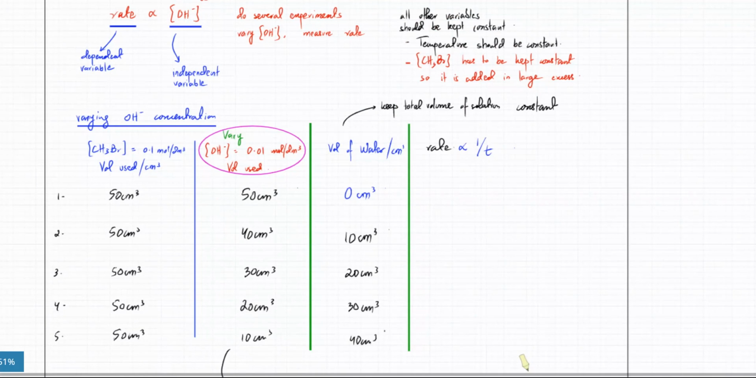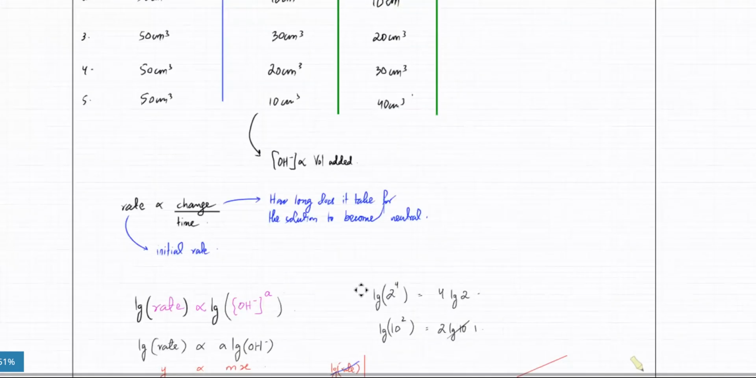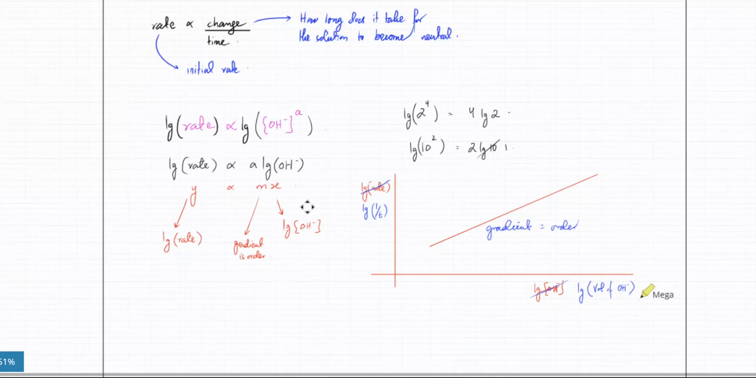And once you do that, rate is 1 over time, so it is inversely proportional to time. Less time means a faster reaction. And you're going to convert the relationship into a linear relationship, in the form of y equals mx. You're going to take logs on both sides and plot the log of OH- concentration against the log of rate, and that would give you a line, and the gradient of the line is the order of the reaction.